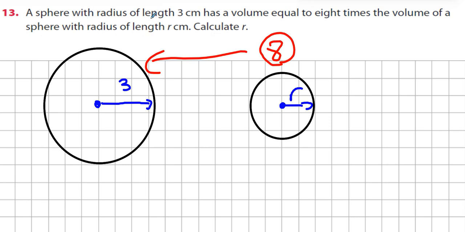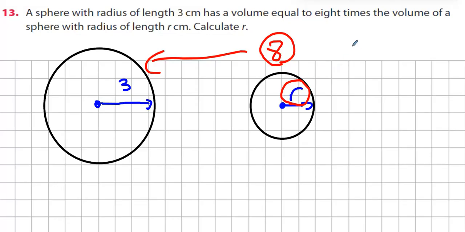The larger sphere has radius 3, and it has a volume 8 times the volume of the smaller sphere. So 8 times the smaller one equals the larger one. Do you think the radius will be bigger or smaller than 3 when we find out the answer? I think it's smaller because it's considerably smaller than the other one.